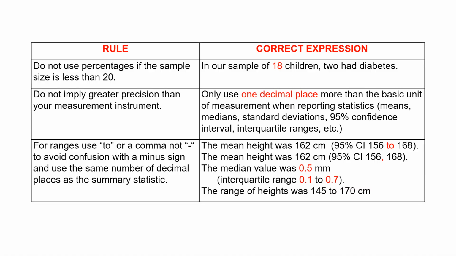Do not imply greater precision than your measurement instrument. That is, only use one decimal place more than the basic unit of measurement when reporting statistics. For ranges, use "to" or a comma, not a hyphen, to avoid confusion with a minus sign, and use the same number of decimal places as the summary statistic, as given in the example.